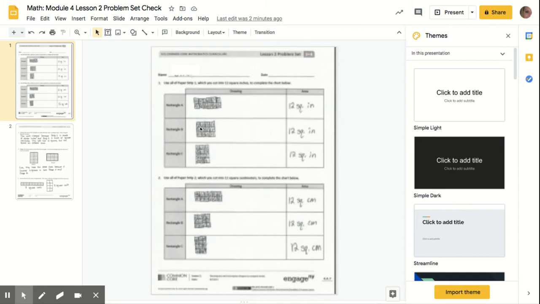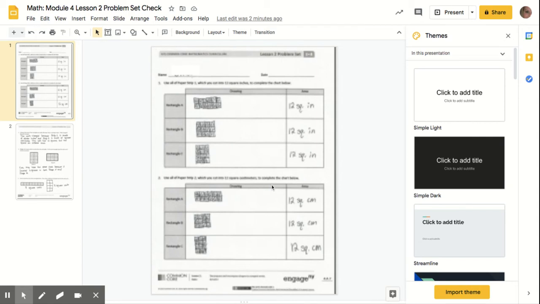On B, it has a row of 4, another row of 4, and another row of 4. And that would also be 12 square inches. And the next one has 4 rows of 3. So 1, 2, 3, 4, 5, 6, 7, 8, 9, 10, 11, 12. And that would all be 12 square inches. Each of these rectangles do look different. They appear different. However, they all have the same area, 12 square inches.